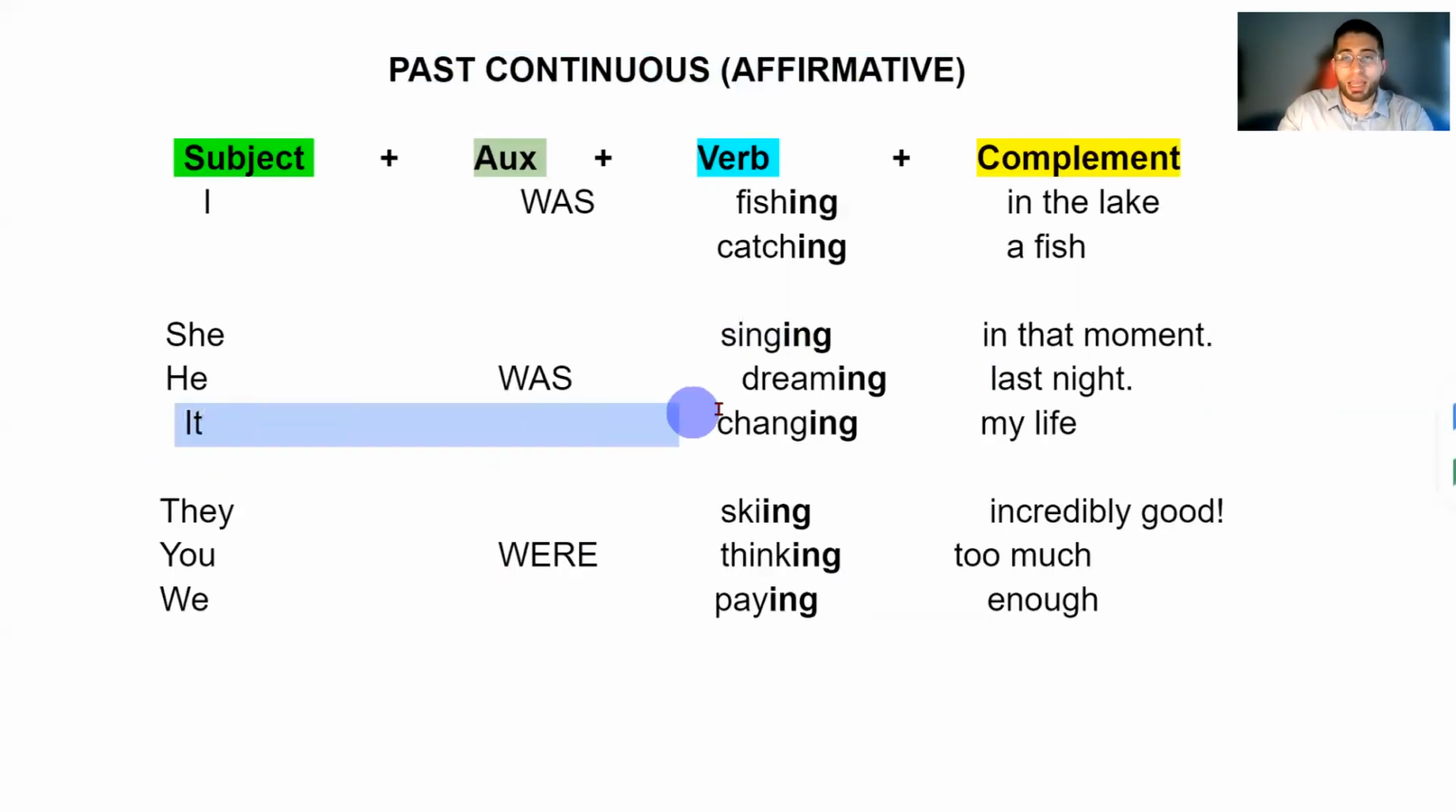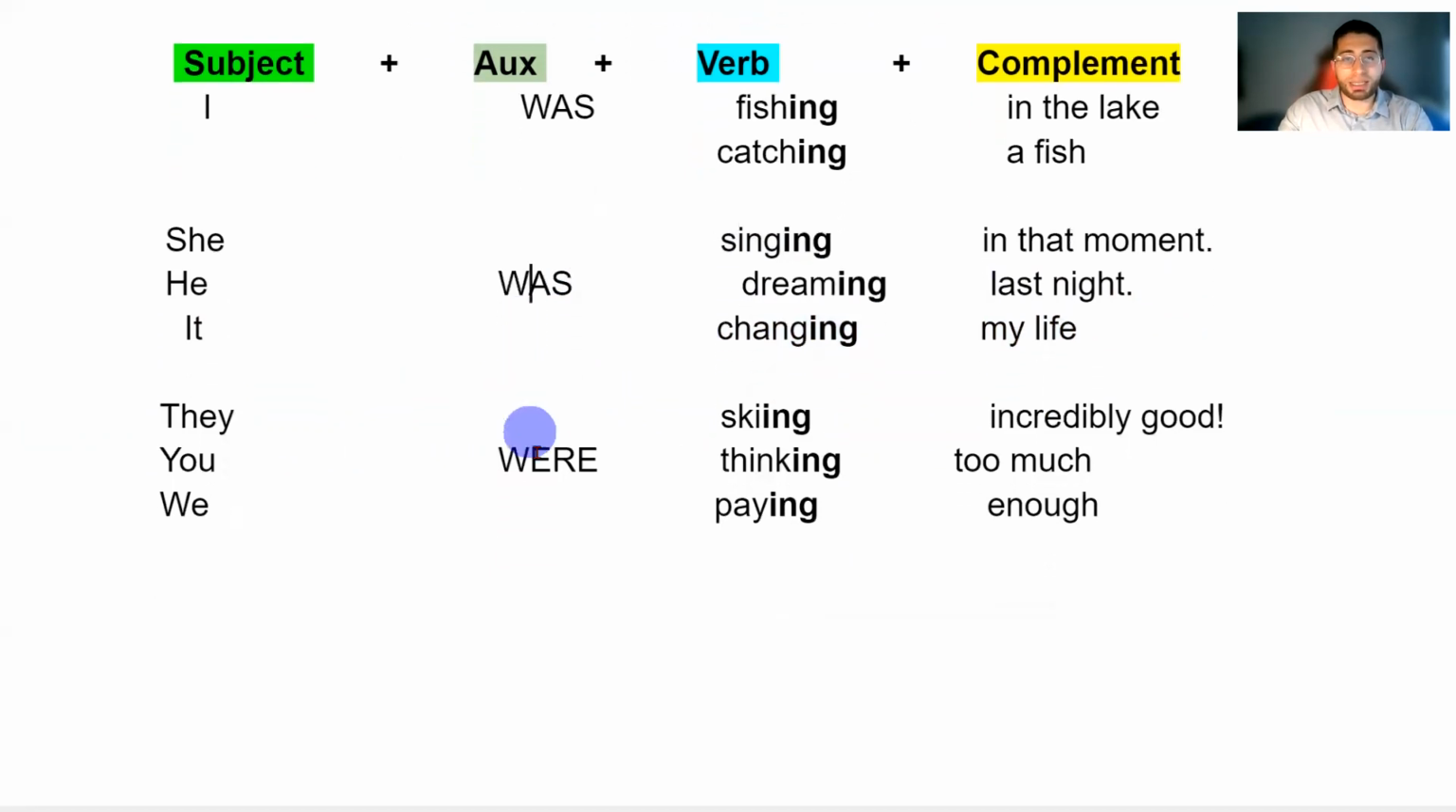Y ahora, chicos, decimos, it was changing my life, ¿no? Esto estaba cambiando mi vida. It was changing my life, right? Entonces ya vimos los ejemplos con was, guys. Vamos a ver los ejemplos con were. So, you were thinking too much, ¿no? Como tú estabas pensando mucho. And they were skiing incredibly good, right? Como que ellos estaban esquiando increíblemente bien, ¿listo? Y we were playing enough, right? Como estábamos jugando, o nosotros estábamos jugando lo suficiente o bastante. ¿Listo? Perfect.